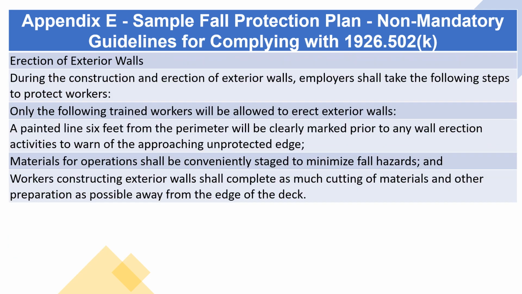Erection of exterior walls. During the construction and erection of exterior walls, employers shall take the following steps to protect workers. Only the following trained workers will be allowed to erect exterior walls. A painted line 6 feet from the perimeter will be clearly marked prior to any wall erection activities to warn of the approaching unprotected edge. Materials for operations shall be conveniently staged to minimize fall hazards. And workers constructing exterior walls shall complete as much cutting of materials and other preparation as possible away from the edge of the deck.